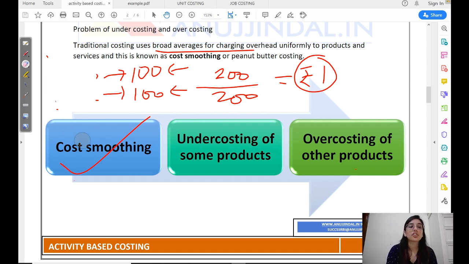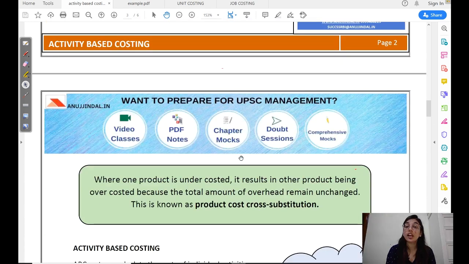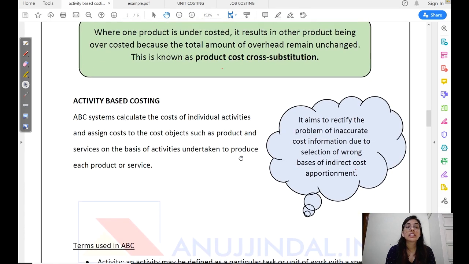Now we will move on to further concepts in activity based costing. Guys, if you have any doubt, you can post it in the live chat box, right? So where one product is undercosted, it leads to the other product being overcosted. This is known as product cost cross subsidization.